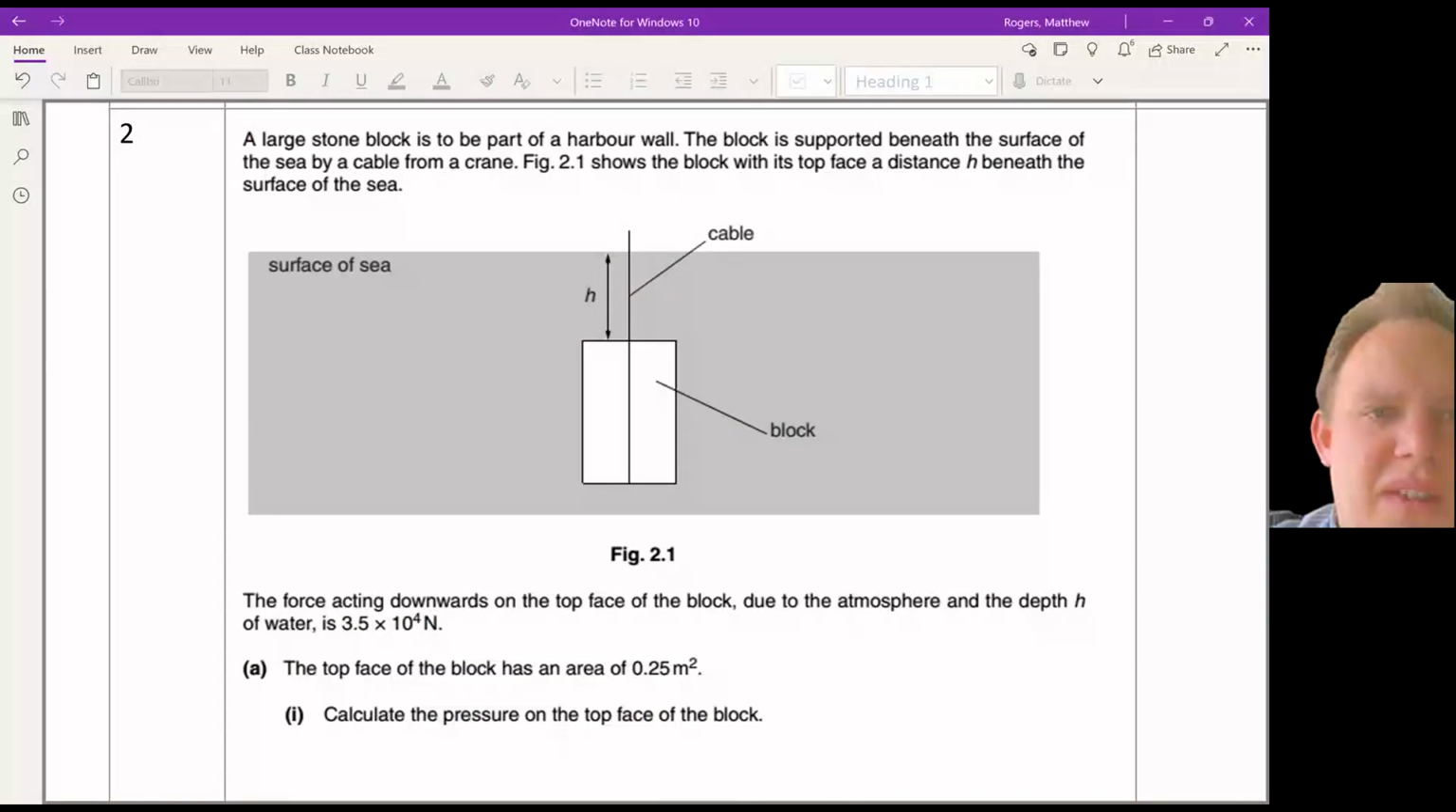Question 2 is an exam question. It says a large stone block is to be part of a harbour wall. The block is supported beneath the surface of the sea by a cable from a crane. Figure 2.1 shows the block with its top face a distance h beneath the surface of the sea.